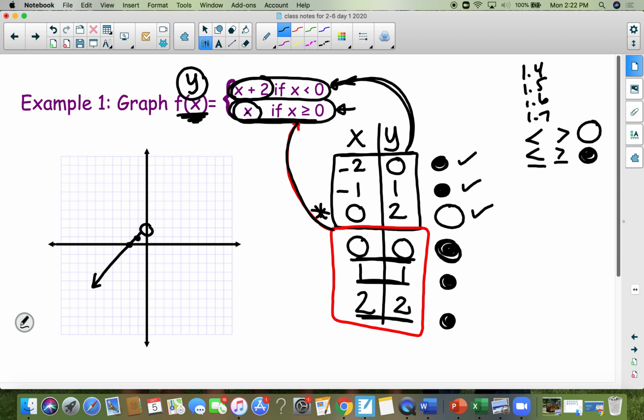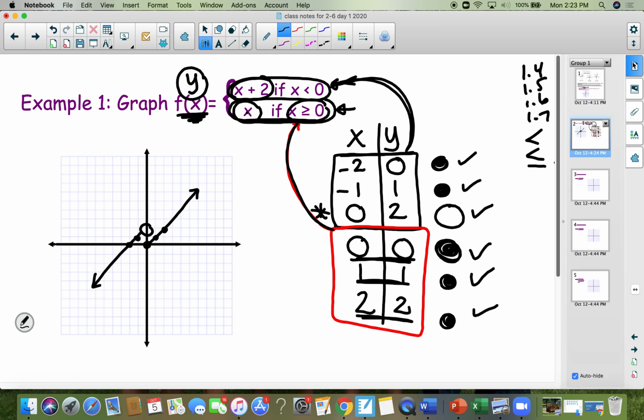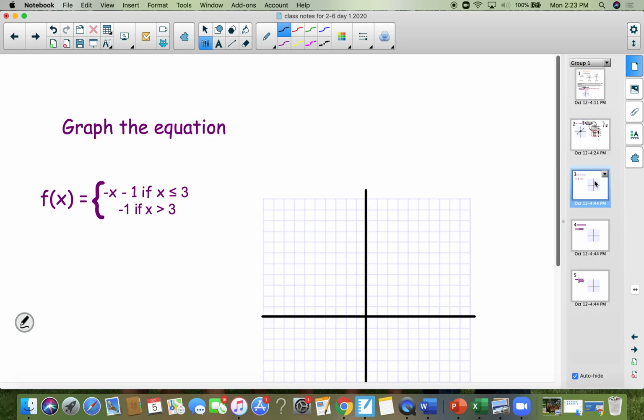Okay, now I'm going to do 0, 0, and it needs to be a closed circle. 1, 1 needs to be a closed circle, and 2, 2 needs to be a closed circle. So I just did these three, and it needs to be greater than or equal to 0, where these are all the positive values, and that's called a piecewise function. You might not understand how to do it the first time, so that's why we're going to keep doing a couple more of these. But this is all we're doing today. Okay, let's do 3 more.